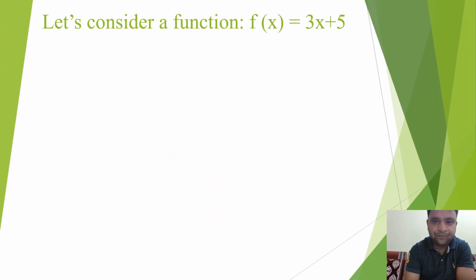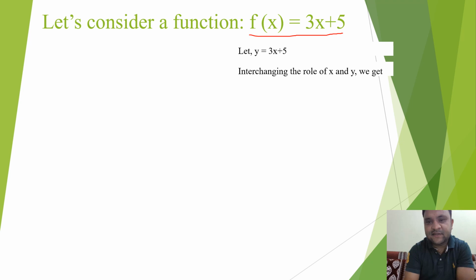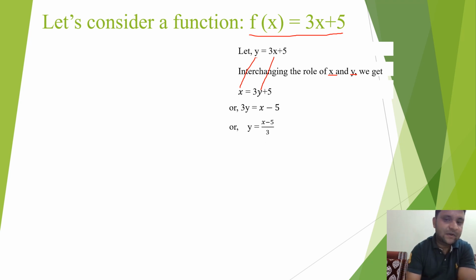Now let us solve a problem. Let us consider a function f(x) equal to 3x plus 5. We will suppose y equal to 3x plus 5 first, and the next step is to interchange the role of x and y. Interchanging the role of x and y means wherever there is x, we'll keep y, and wherever there is y, we'll keep x. So in place of y, we have x now, and in place of x, we have y now. So now x equals 3y plus 5, which gives 3y equal to x minus 5. We are just trying to solve for the value of y here. So y equals (x minus 5) divided by 3.